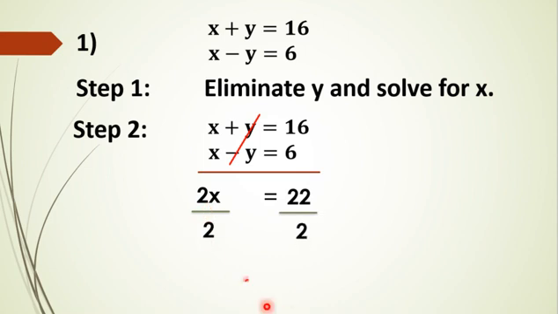So 2x divided by 2 equals x. 22 divided by 2 equals 11. Therefore, the value of x is 11.